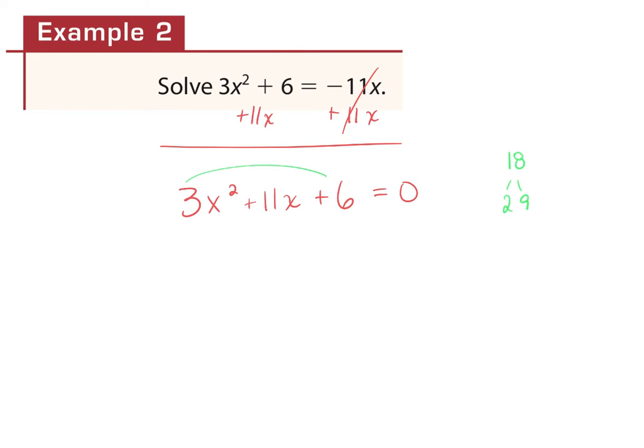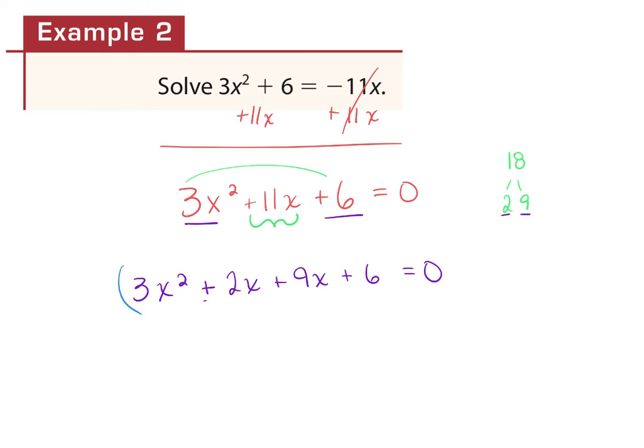I am going to rewrite this using those factors. So I'm going to leave the 3x squared alone. I am going to rewrite the 11x using these, so I'm going to say a positive 2x and a positive 9x. And then I'm going to leave this guy alone. So all I've done is I've taken my trinomial and I've rewritten the middle term to break it up into 2. And now I'm just going to use my method, factor by grouping.